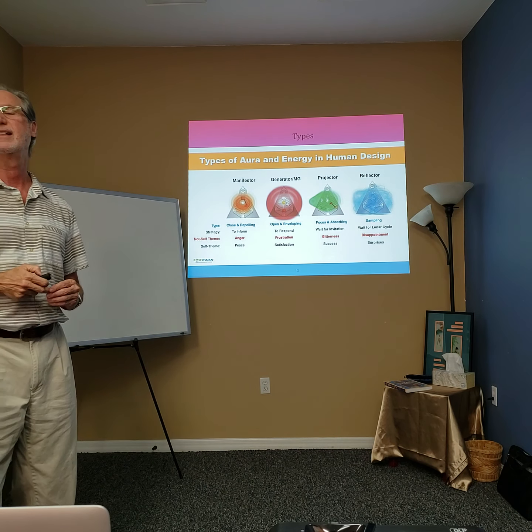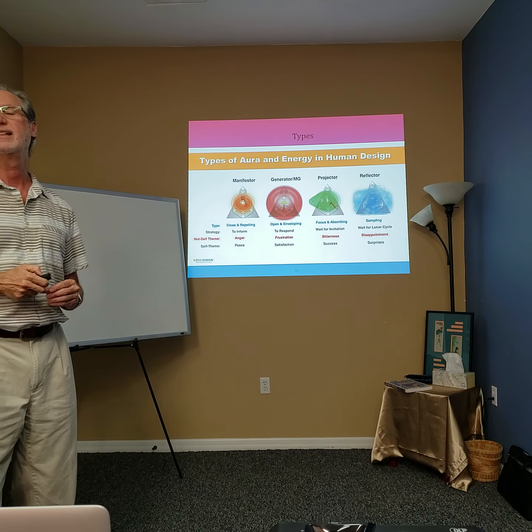But the manifestor, which is one of the more rare types, has a closed and repelling aura. They are a self-contained entity. So they're closed. It's a closed system. They don't need anybody, and we'll get into parts of that. The reflector has a sampling aura, and it's a very interesting type of aura. So I just wanted to show you the pictures of what these things look like, to give you some idea.